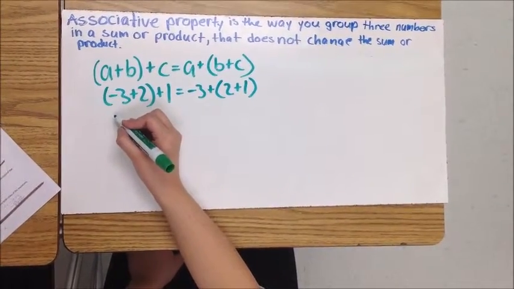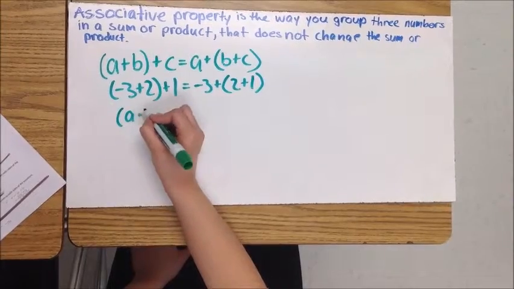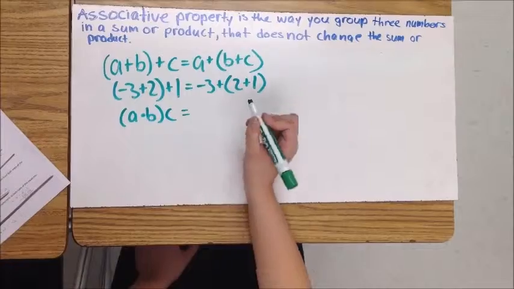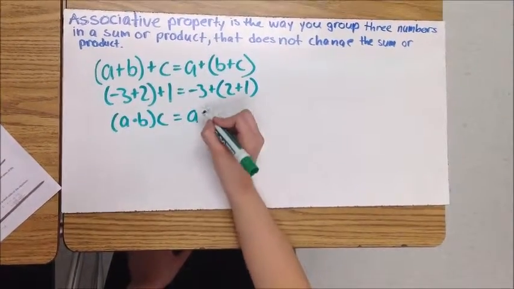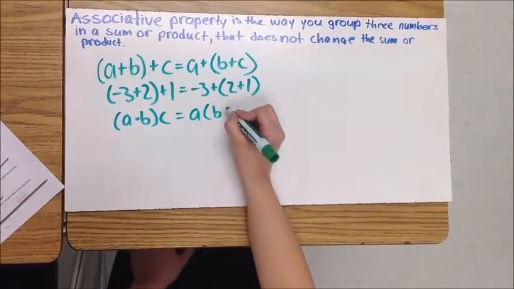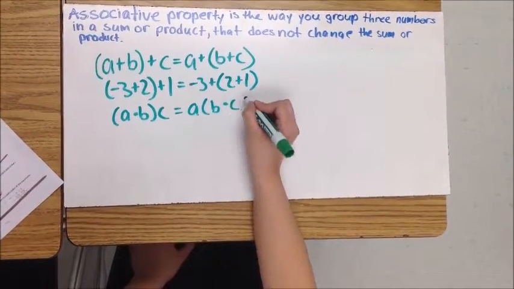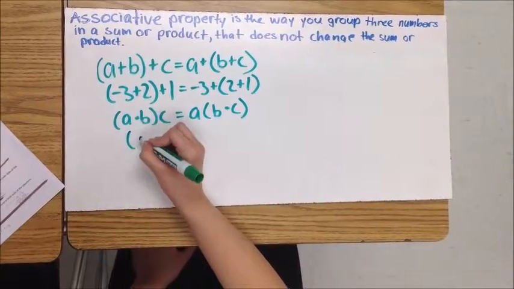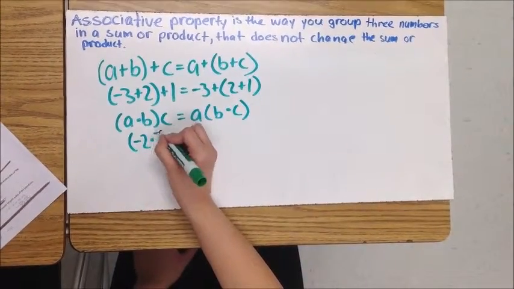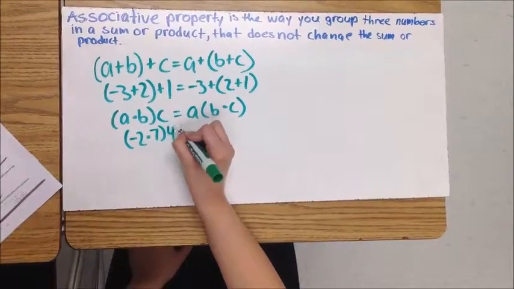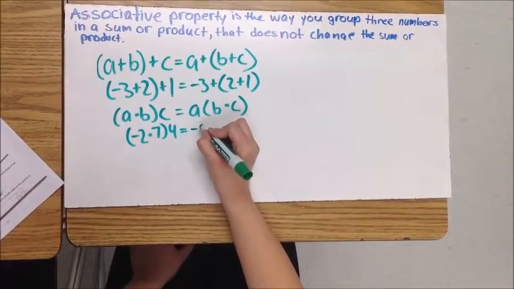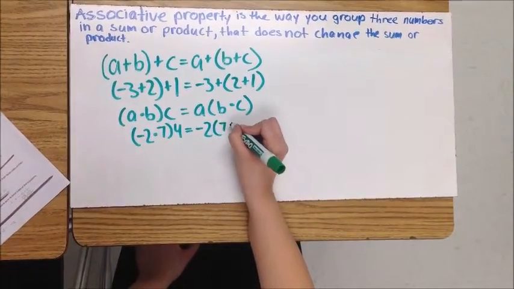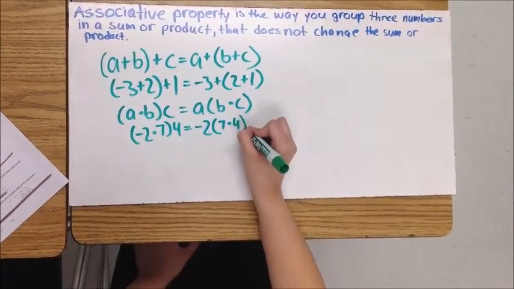So it's going to be (A times B) times C equals A times (B times C). And so it would be negative 2 times 7, times 4, equals negative 2 times (7 times 4).